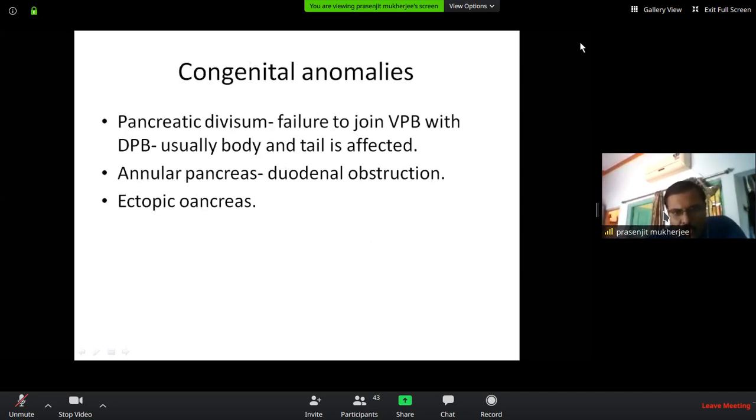Now come to congenital anomalies. There are three important congenital anomalies. One is pancreas divisum. Here what happens? The ventral pancreatic bud fails to fuse with the dorsal pancreatic bud. The body and tail are mostly affected, and the neck region is usually not affected.